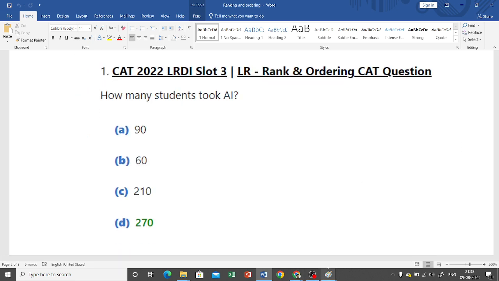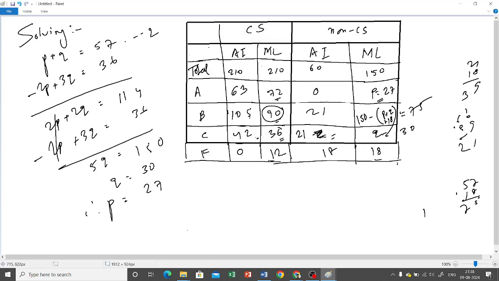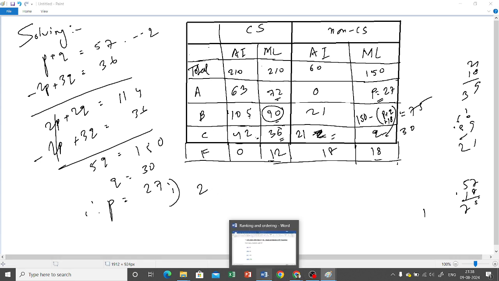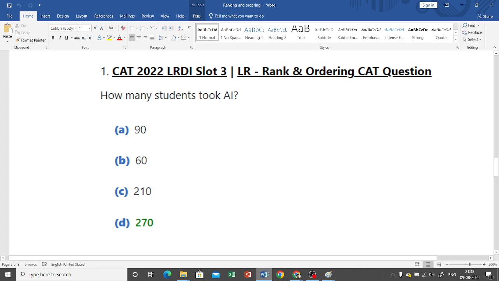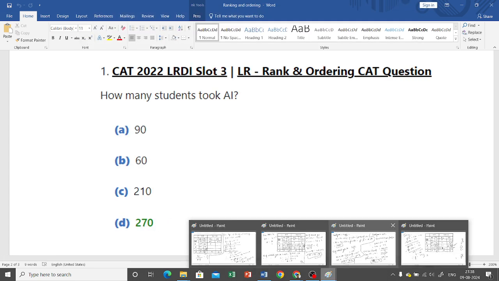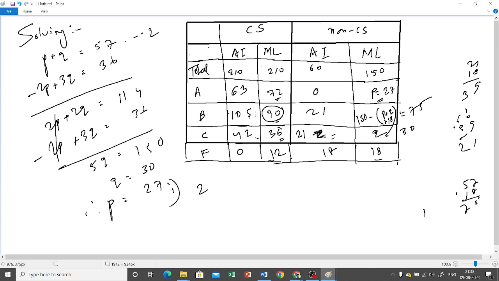How many students took AI? Tell me. 0 plus 60. How many students took AI? That is 210, and now plus 60, that is 270.